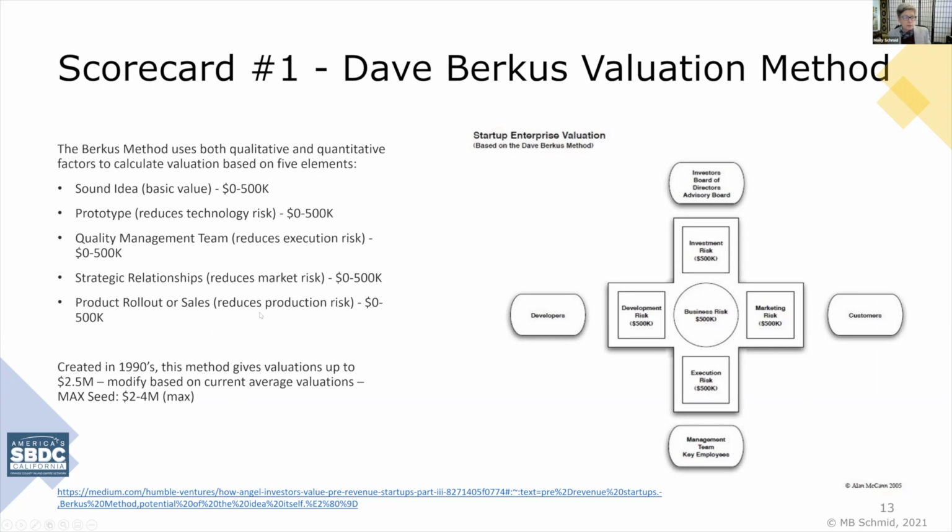So scoring 0 to 500 on those provides a maximum value, if you get 500 on all 5 of them, of 2.5 million. This was created in the 1990s, and certainly the average valuations have probably gone up a bit since then. But nonetheless, I'd say the maximum seed round that I tend to see that investors will even consider will be in the $4 million range. Okay, so this is one scorecard method.